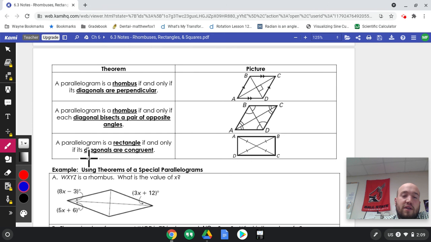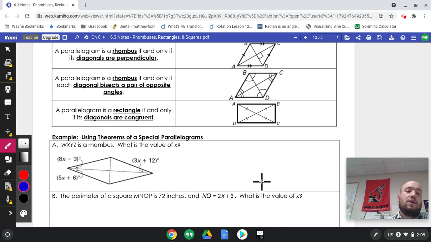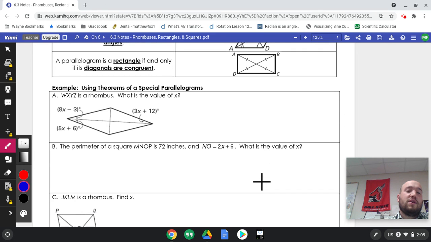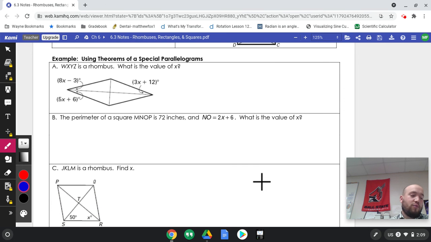And finally, a parallelogram is a rectangle if and only if its diagonals are congruent. So right here, D to B is congruent to A to C. We already know that in a parallelogram the diagonals bisect, so that means from D to the center and from B to the center are the same as from A to the center and C to the center. All four of those little chunks are the same. So let's use these theorems to help us solve a few problems.